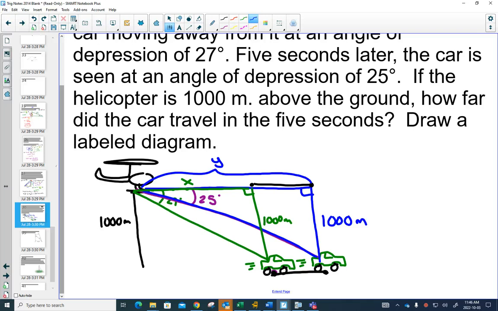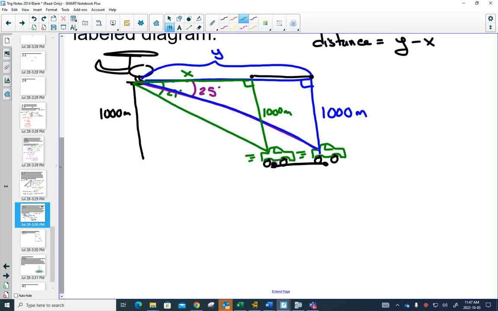So maybe I'll write that off to the side, that the distance would equal whatever y was minus whatever x is. So, do we have enough information to find y? Do we have enough information to find x? Okay? Let's find x first. So that's my green triangle.